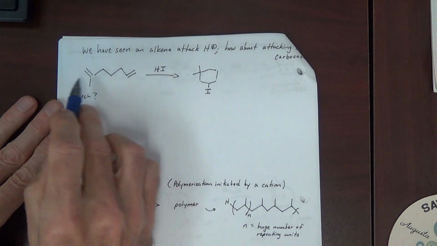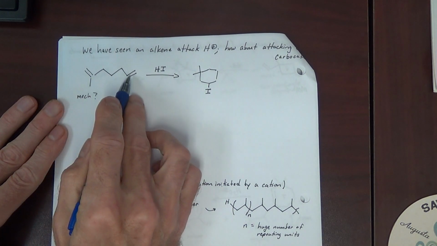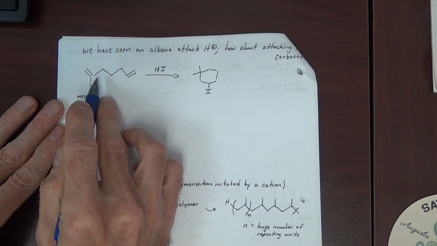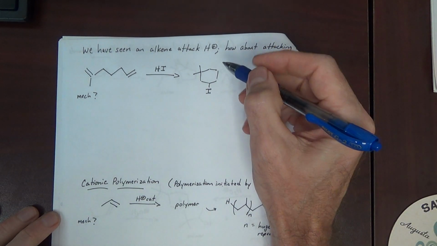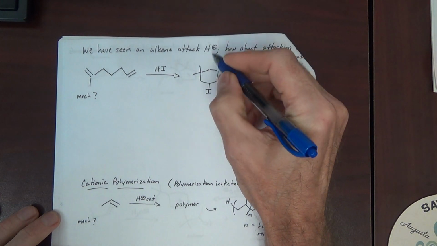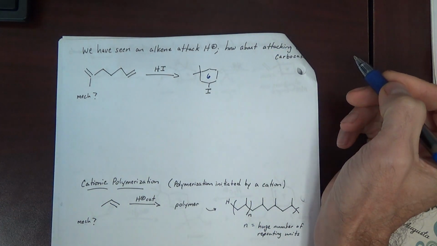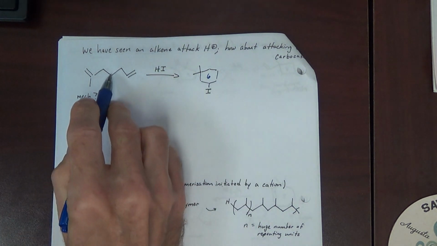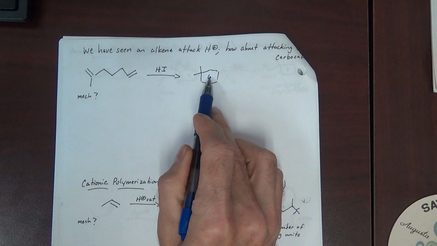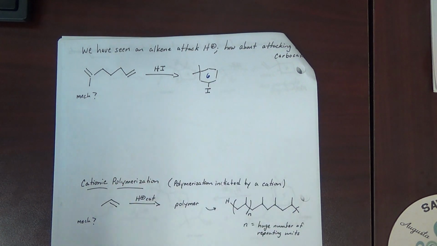If you react this diene, that is a compound that has two alkenes, with HI, we get a reaction, but we also make this ring, a six-membered ring. And it is an addition reaction, because to get from this formula to this formula, you have to add HI to it. HI has been added. But we're forming a ring as well. Can we show a mechanism for this reaction outcome?